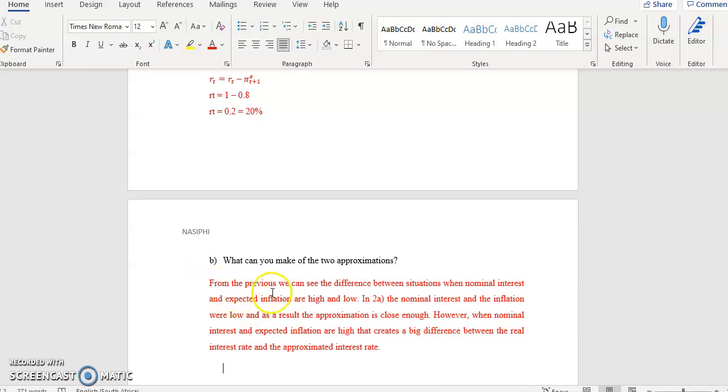So here we give the answer that, from the previous calculations, you can see the difference between the situations when nominal interest rate and expected inflation are high and low. In 2A, that is the first set of equations, the nominal interest rate and inflation were low, and as a result, the approximation is close enough. However, when the nominal interest rate and the expected inflation are high, that creates a big difference between the real interest rate and the approximated interest rate.